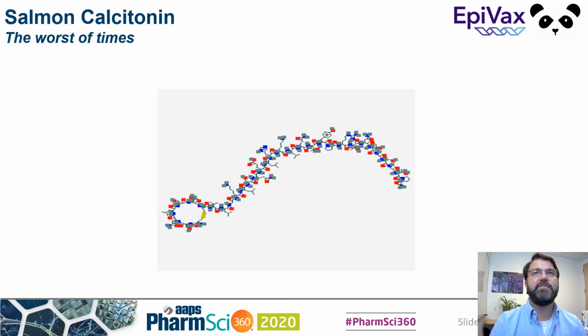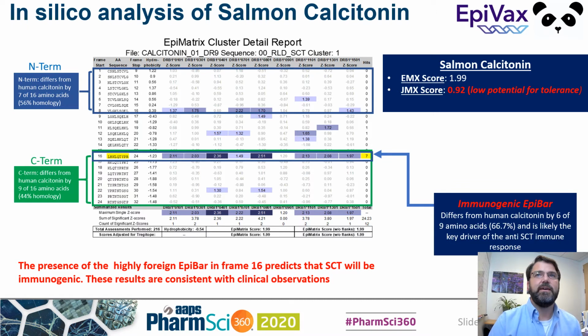So here's salmon calcitonin we'll start with today, and here's our EpiMatrix cluster report. So this is our in silico analysis, and what you can see here is all of these shaded boxes are predicted binding. The darker the box, the more significant we think that binding interaction with these supertype alleles, which are shown up at the top, will be. And you can see with salmon calcitonin, most of the epitope content is located within the C terminus. And as we mentioned here, this is the EpiBar in frame 16.